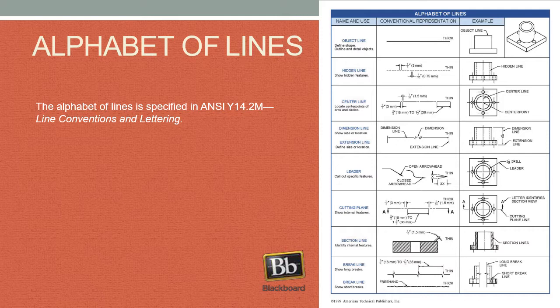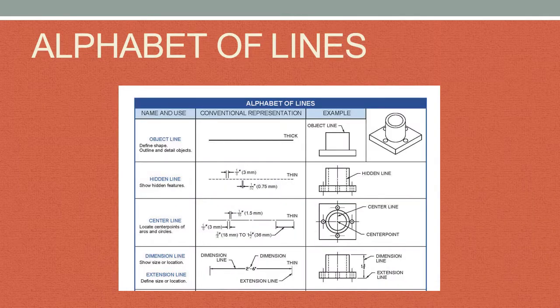Beginning with something called the alphabet of lines. These are some of the lines that we will be using, and they explain something. The object line. I'm not going to be too involved with thick or thin, but what you want to be able to do is know what they mean. When I am defining an object, I will use the object line. It is a solid line. If there is a portion that is not visible but exists, I use a hidden line, usually a dashed.